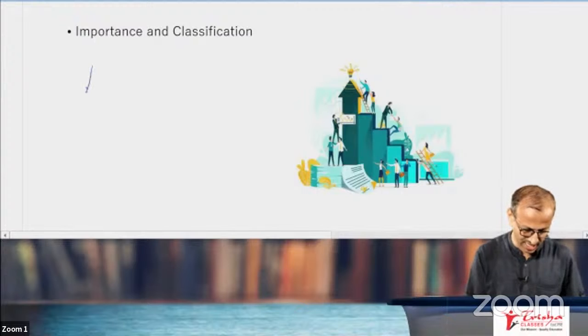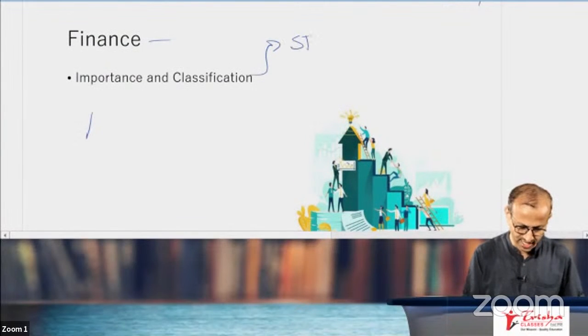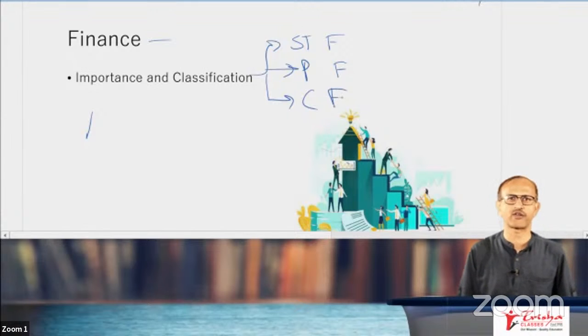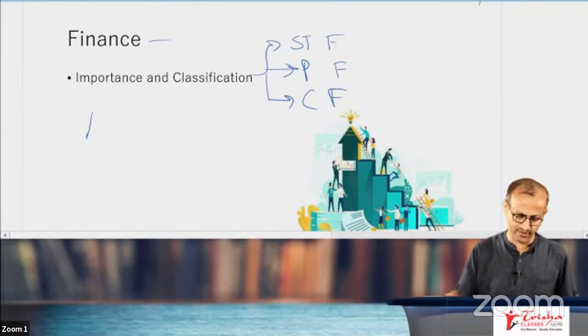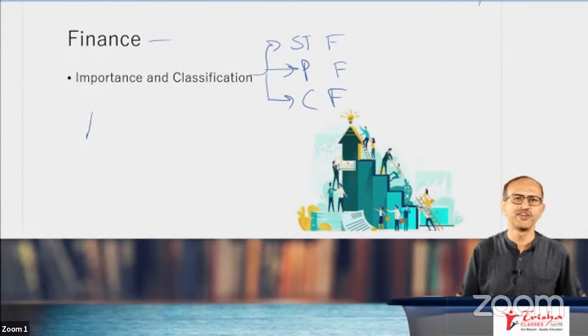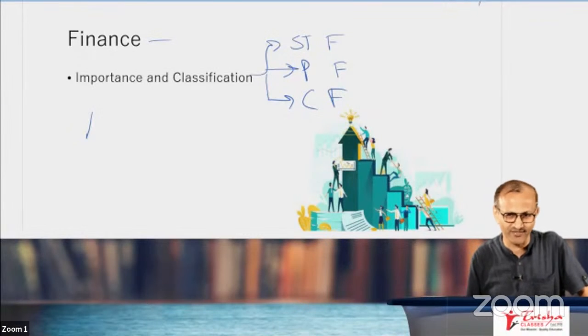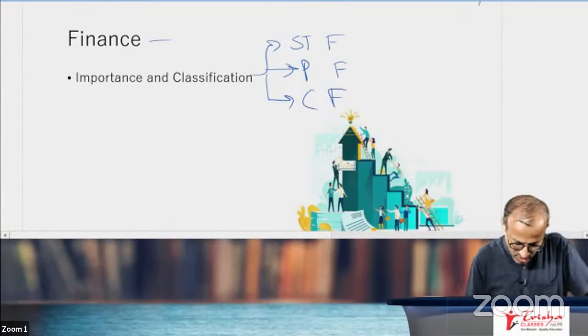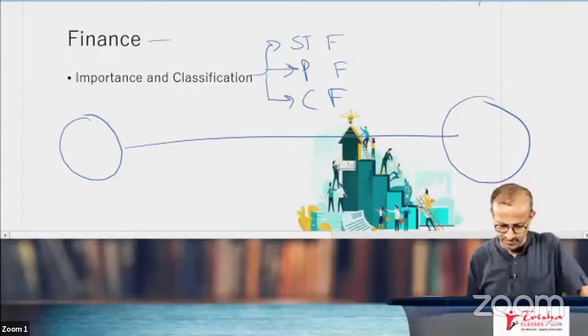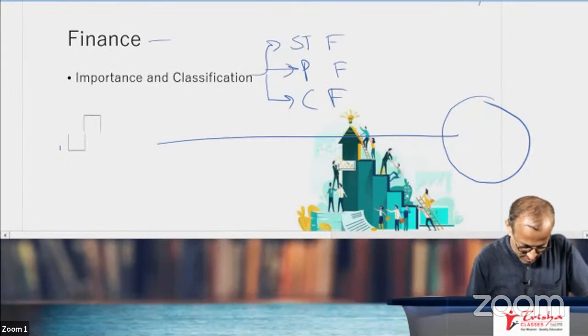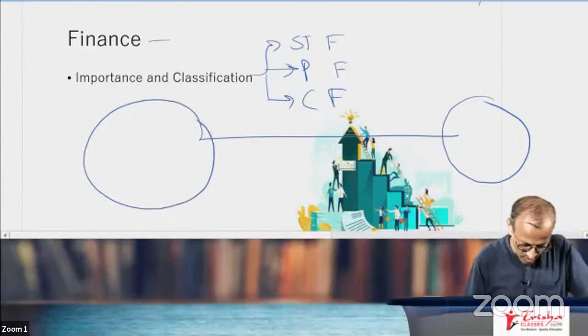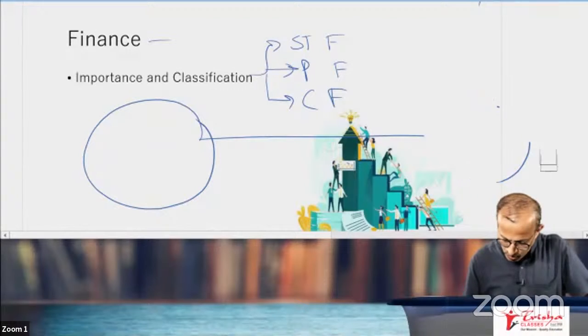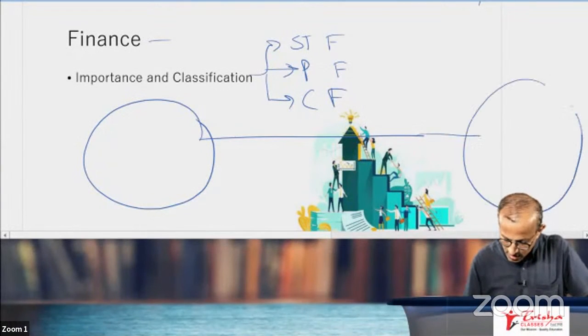I'll write here the classification I made: sole trading finance, partnership finance, corporate finance, cooperative society, etc. Partnership, LLP, etc., on one side. Just to summarize, I don't want to give you complicated stuff today. A finance manager has to juggle between two roles. All of you are clear? You have two major roles in the business, and everything revolves around this.